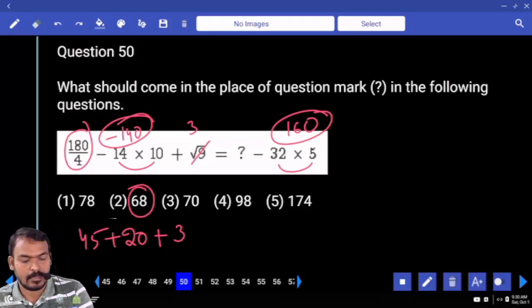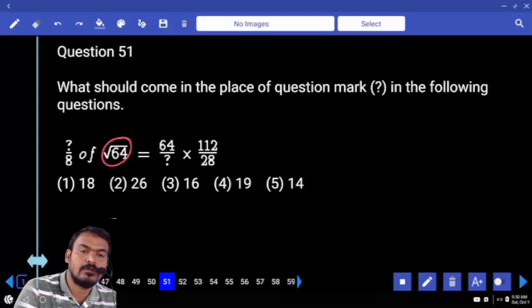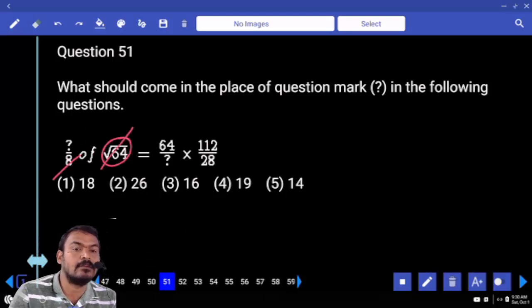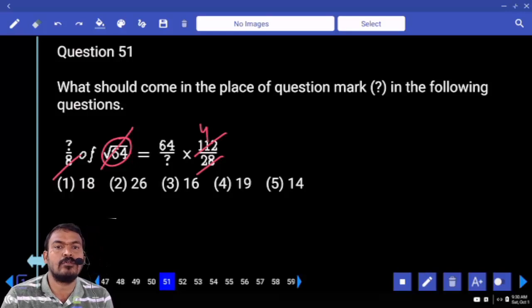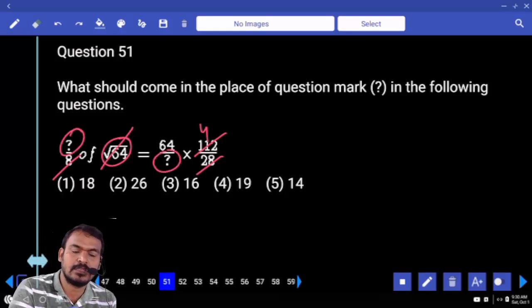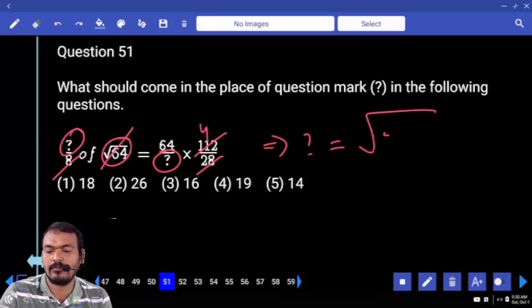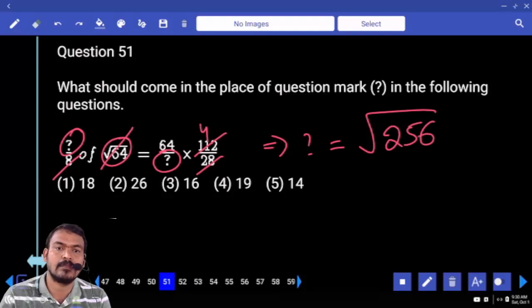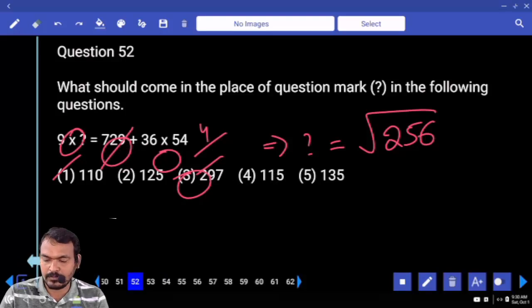68. Next 51. First priority, left hand side square root of 64, 8. 8 gets cancelled. Next 28 how many times? 112. 4 times 64 into 4, 256. Something into something means it is something square. Then answer something equal to square root of 256. What is the answer? 16. Next 52.